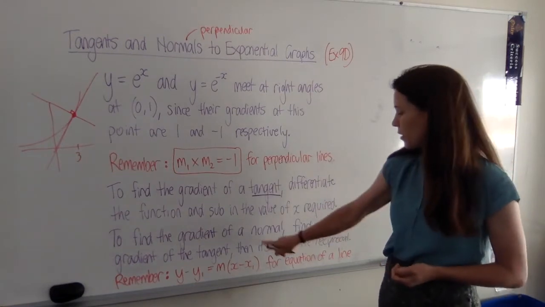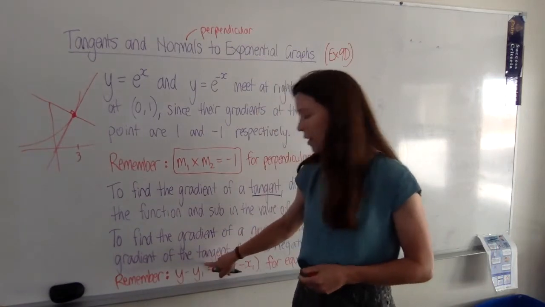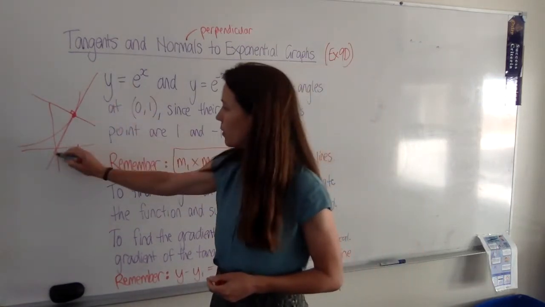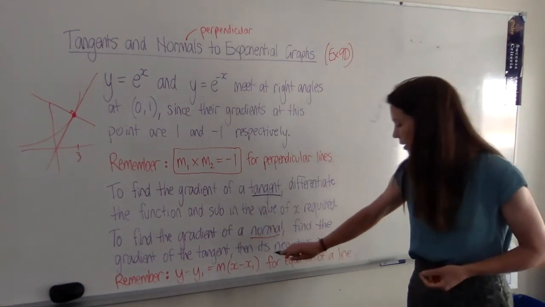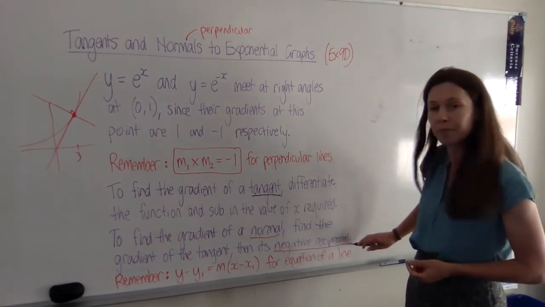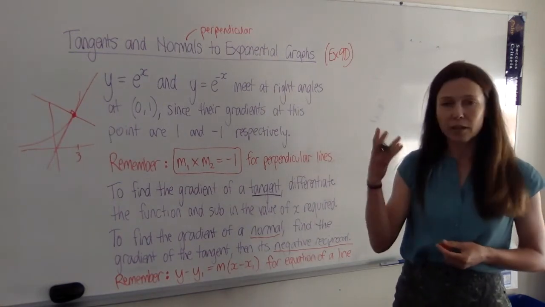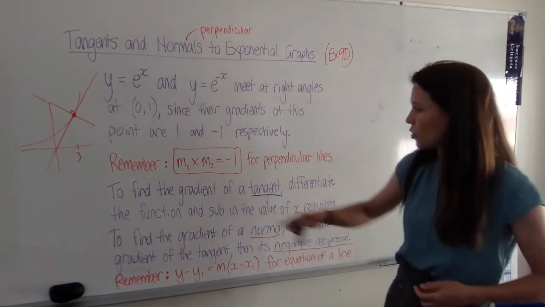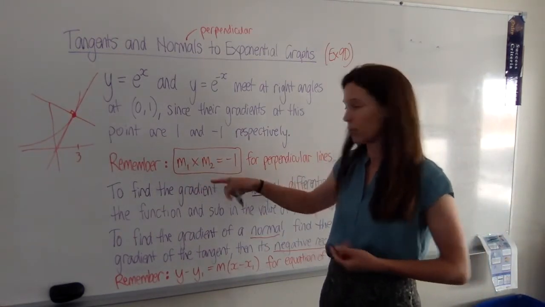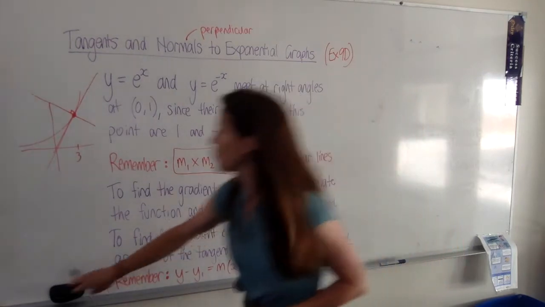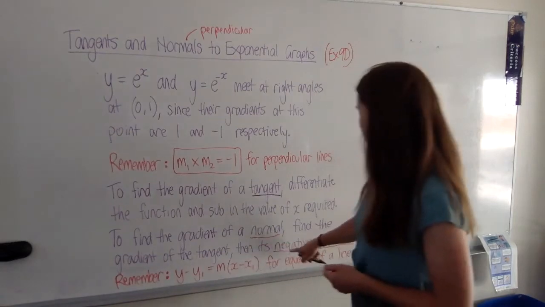Now if we need to find the gradient of a normal, then we need to start by doing the exact same thing. You need to start with the gradient of the tangent at that point, and then you'll need to find its negative reciprocal. Now, I've written negative reciprocal here because you've got two methods that you can use to go from the gradient of a tangent to the gradient of a normal. You can sub the one that you know into this equation and solve the equation to find the other one. Or, for example, you can just take the negative reciprocal.